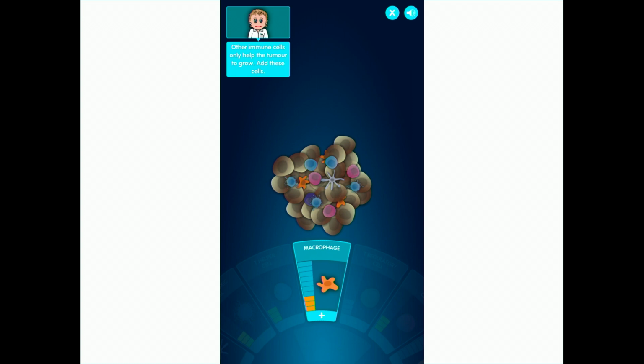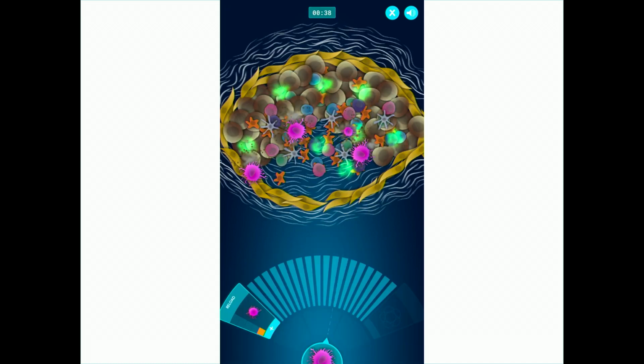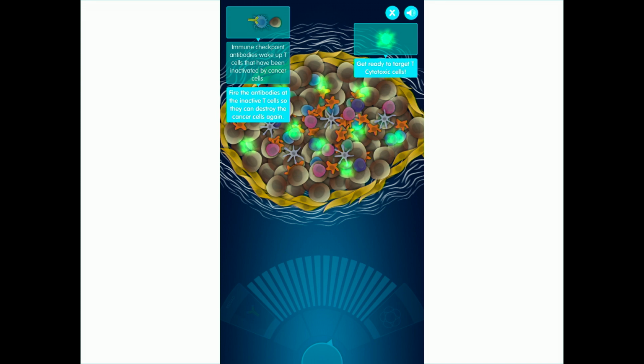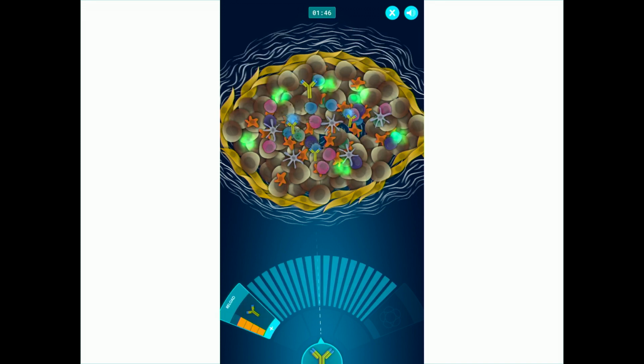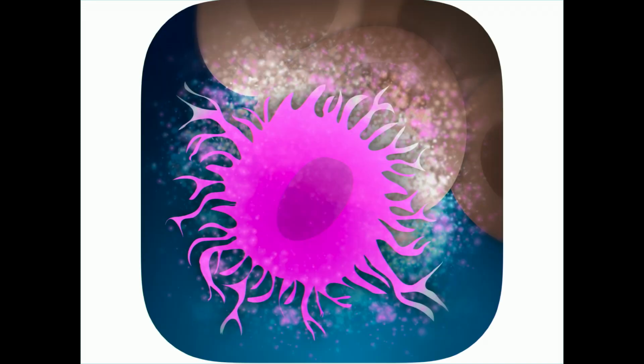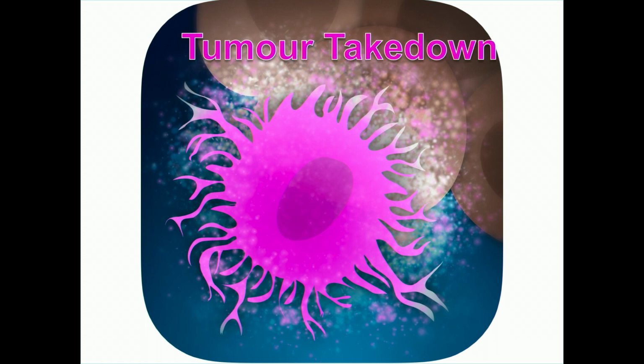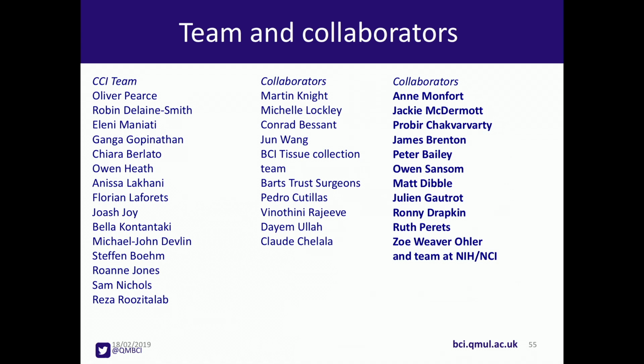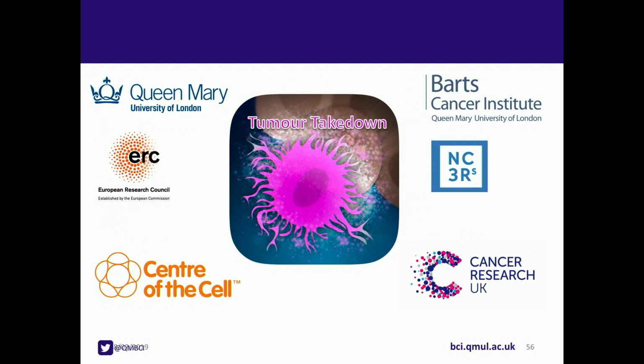With this, you can build your tumour microenvironment, and then you can attack it with CAR T cells, with immune checkpoint blockade. You can stimulate some macrophages, and that helps. I hope some of you might download it. There's a lot of my team and collaborators that I've worked with over the years and am working with at the moment, and I'm also acknowledging all my funding, and there's Tumour Takedown again. Thank you.